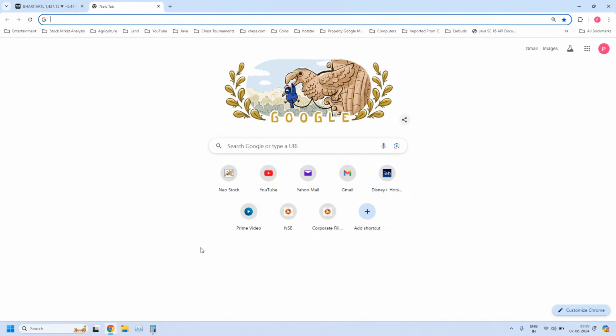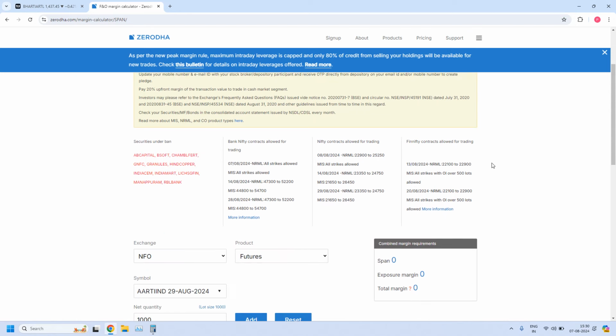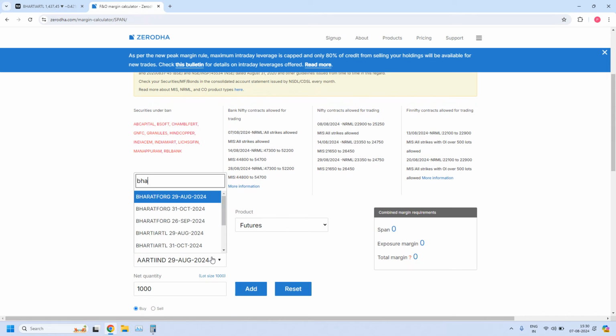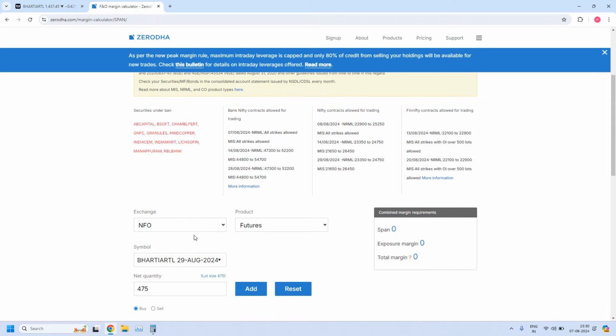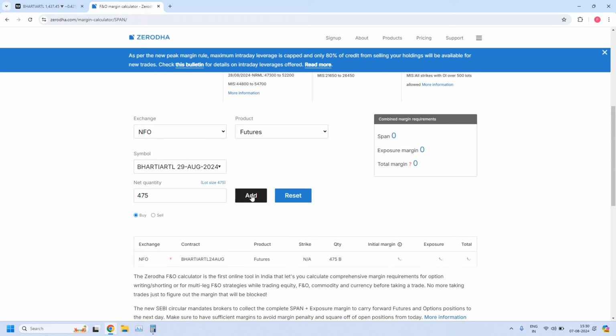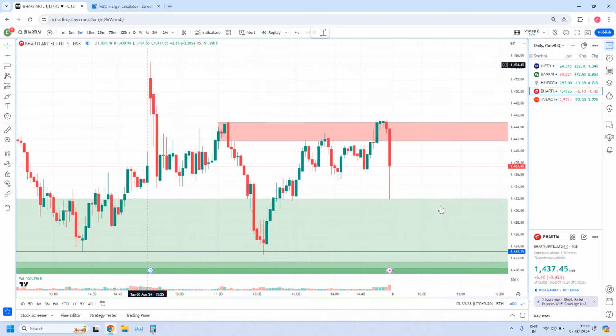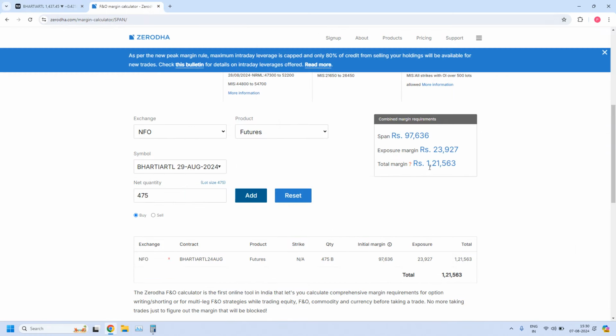So what could be our profit? Let us open Zerodha's margin calculator. So Bharti Airtel 29th August futures. The lot size is 475. And the margin is 1,21,563 based on the current price. It could have been 1,21,000 by the time the price reached this level, approximately 1,21,000 or maybe 1,21,500 you can say. It doesn't make much difference.